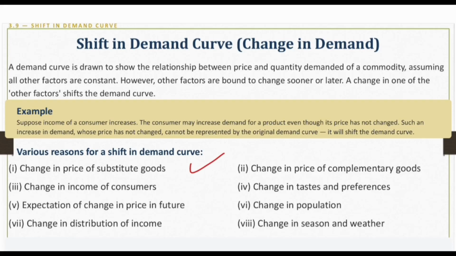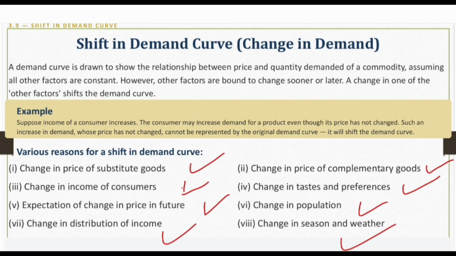change in price of substitute goods, change in price of complementary goods, change in income of the consumers, change in taste and preferences, expectation of change in the price in the future, change in the population, change in the distribution of income, or change in the season and weather. Now, here the shift could be a leftward shift, which is known as decrease in demand, or a rightward shift, which is known as increase in demand.